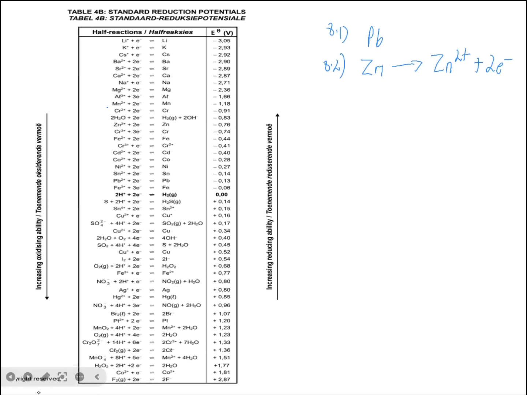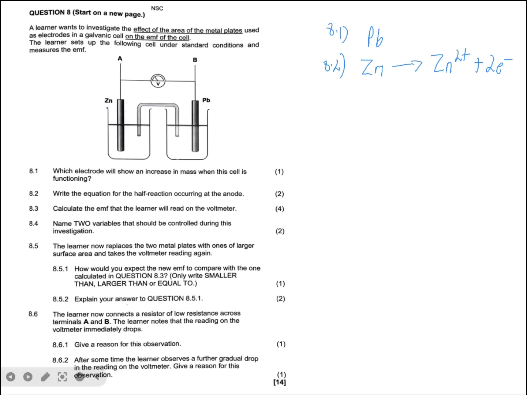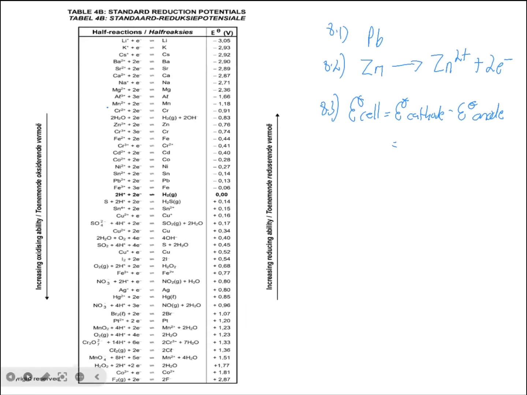Okay, then let's move. We have 8.3. It says calculate the EMF that the learner will read on the voltmeter. Again, here we go: E cell is equal to E cathode minus E anode, right? Now, what is our cathode?